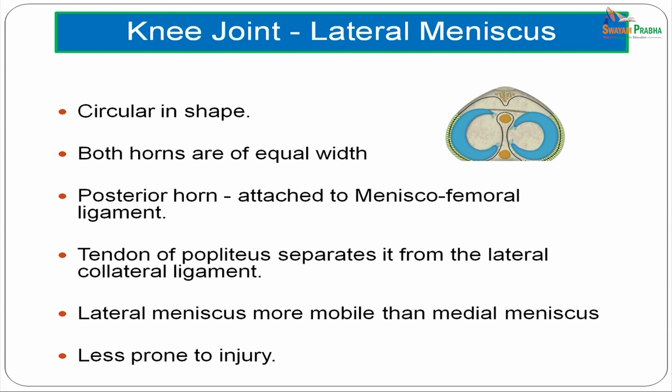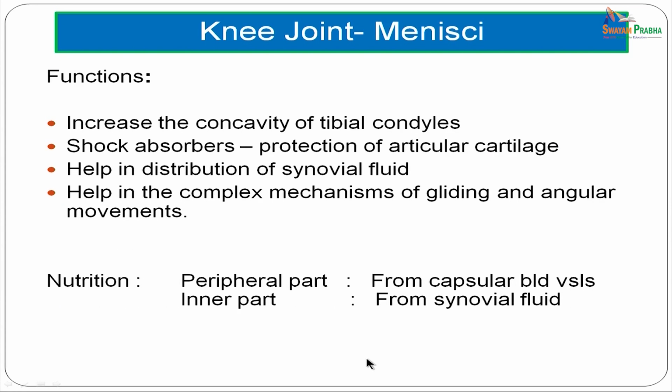As we have studied in the earlier part of the lesson, the tendon of popliteus separates the lateral meniscus from the lateral collateral ligament. The lateral meniscus is more mobile than the medial meniscus and hence is less prone to injury as compared to the medial meniscus.